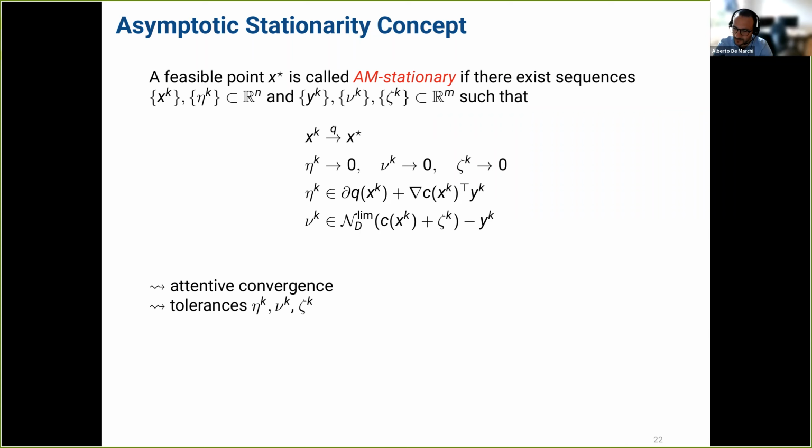And then we have to introduce also this zeta k in order to have that the point where we evaluate the limiting normal cone is actually in the set D, so that the limiting normal cone is non-empty. So this zeta k has to compensate for the constraint violation if C of x^k is outside D, and so we can think of this zeta also as the constraint violation itself. Okay, at least in norm.